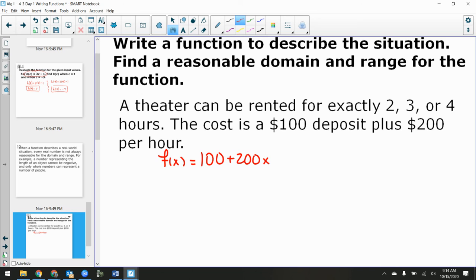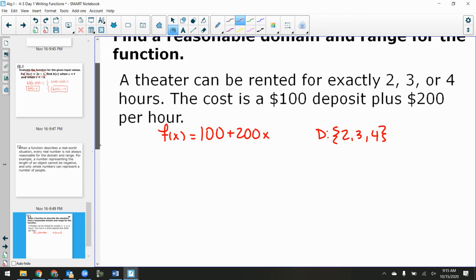Now, it says it can only be rented for 2, 3, or 4 hours. So what's my domain? 2, 3, 4. This is my reasonable domain. If I had not said that it could only be rented for 2, 3, or 4 hours, you would say the reasonable domain would be any whole positive number, right? 1 hour, 2 hour, 3 hour, 4 hour, 5 hour, 6 hour, probably all the way up to 24. That's a reasonable domain. I mean, would you rent for 24 hours? I don't know.